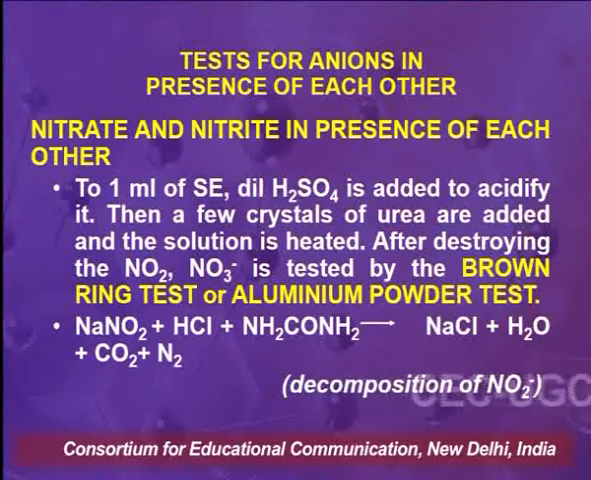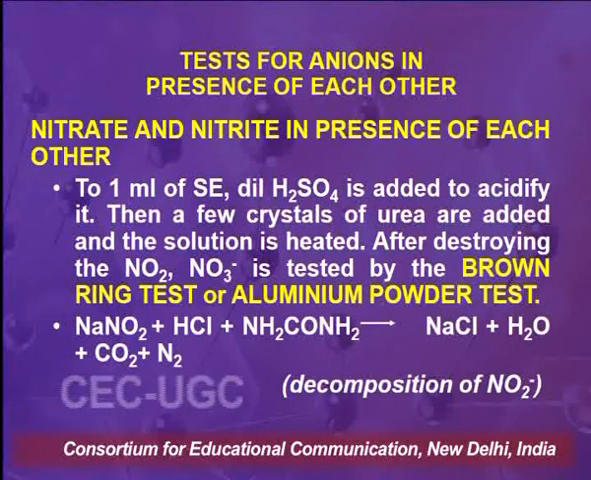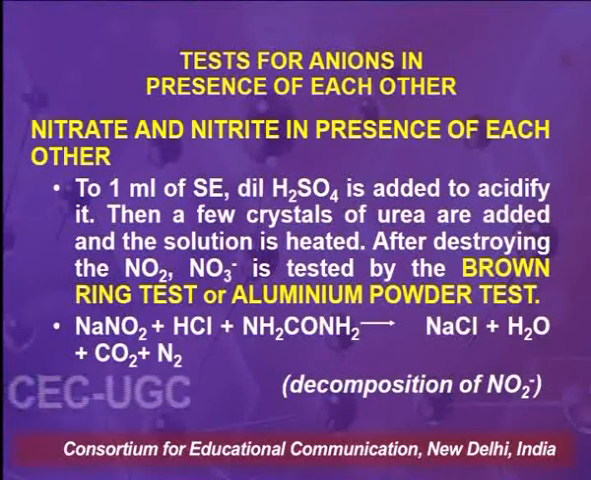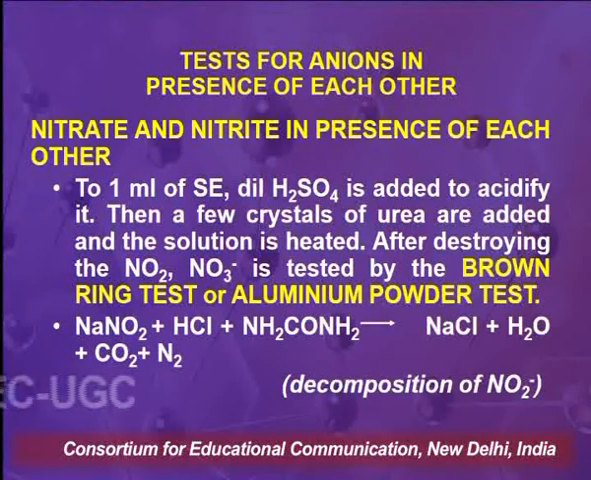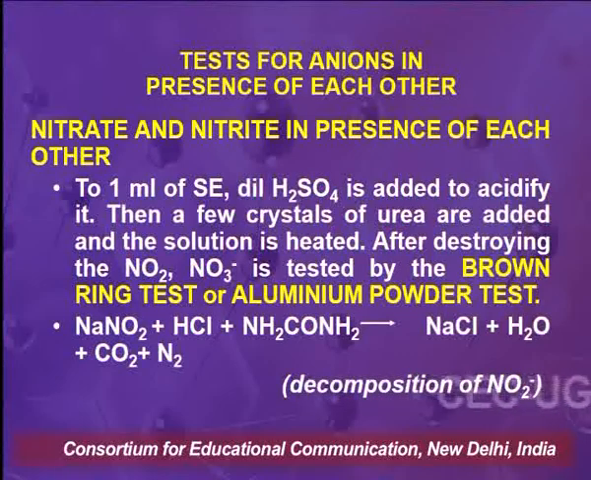And as the chemistry goes over here, nitrite ions, which are present for example in the form of sodium nitrite, react with urea and HCl to produce sodium chloride, water, carbon dioxide and nitrogen. This reaction is an example of decomposition of nitrite ions, wherein the nitrite ions have been removed and the remaining solution is tested only for nitrate ions. So, this is a test for the detection of nitrate in the presence of nitrite, where nitrite has been first removed and then nitrate is detected.